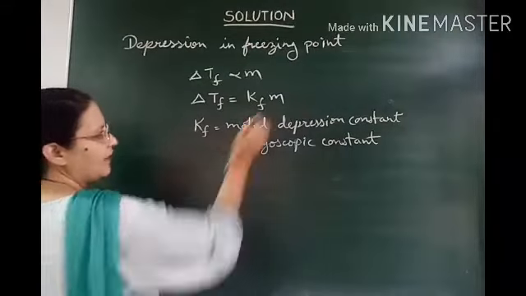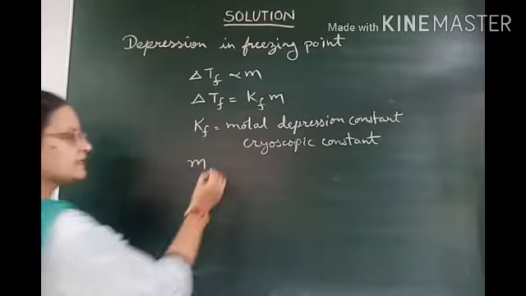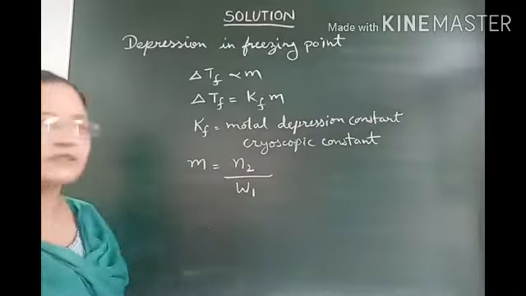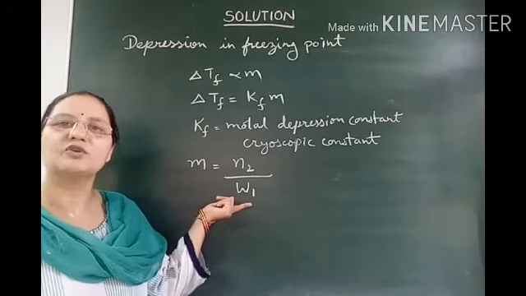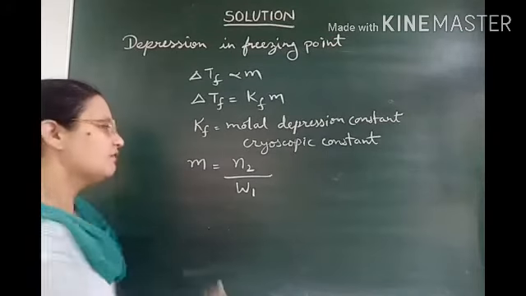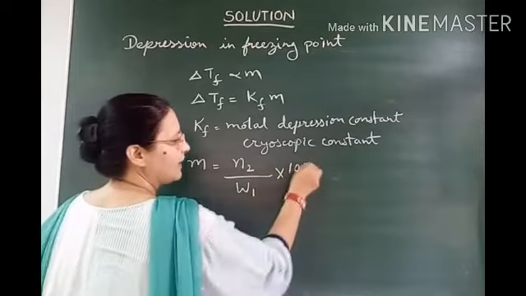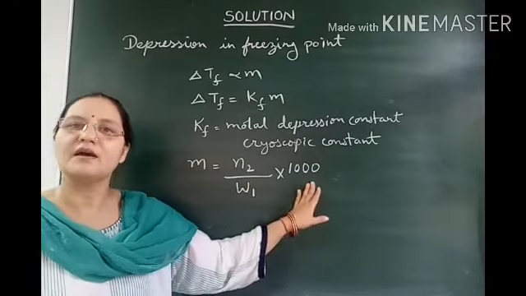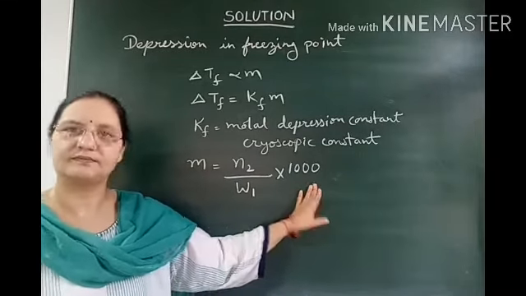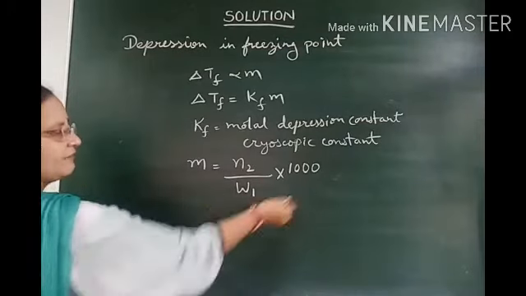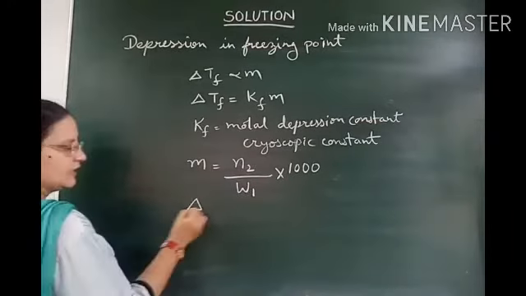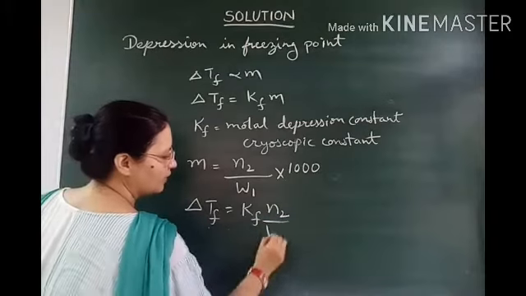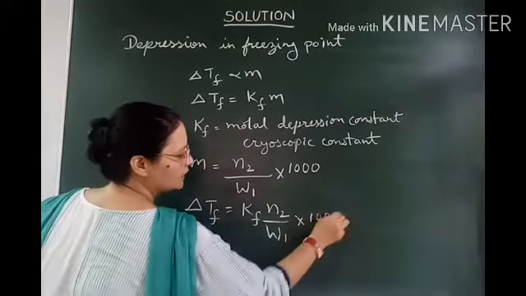Now, by putting the value of m: molality is the number of moles of solute present in a kilogram of the solvent, unit kilogram. So if W is given in grams, we can convert it into kilograms by multiplying by 1000. I have just converted the amount into kilograms by multiplying it by 1000. So by putting the value in the above equation, delta Tf is equal to Kf n2 upon W1 into 1000.